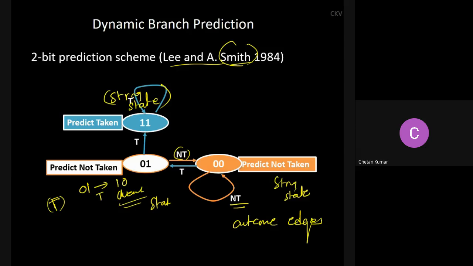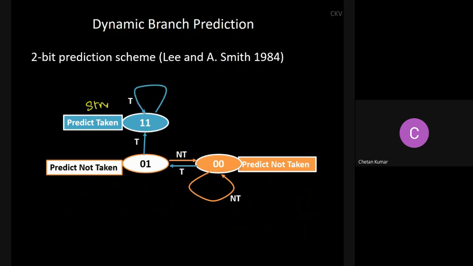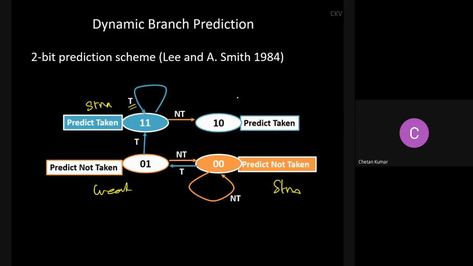If the outcome is taken, this is your strong state, this is your weak state, and then the other weak state will come. So you go directly to 1, 1, and when you are in 1, 1, if the outcome is taken, you remain in the same state. If the outcome is not taken, then you go to the weak state, and then again, if it is taken, you come back. But if you are in the weakly taken state and the outcome is not taken, where will you jump? You jump to 0, 0. That's the difference. So in this state diagram, your original definition is valid.